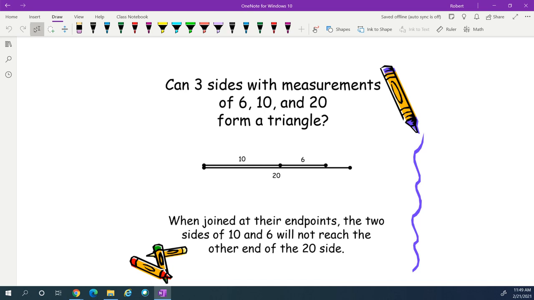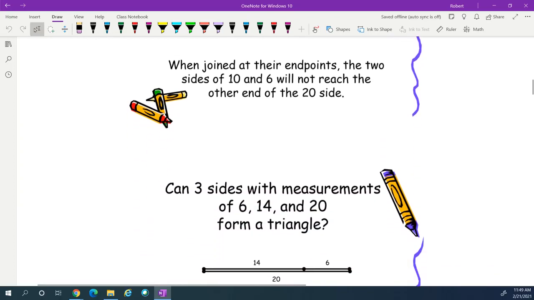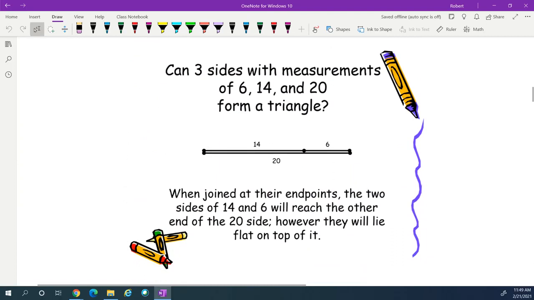There's a few slides that document a few examples here, but the 10 and the 6, it wouldn't even reach the other end of the 20. If I had a 14 and a 6, it does reach the other end of the 20, because 14 plus 6 is 20. So it will reach the other end, but it's just going to lay flat. They're exactly 20. The problem is that it's still not a triangle. It's just two small segments laying on top of a bigger segment. And even though it reaches the other end in this case, it doesn't form a triangle.